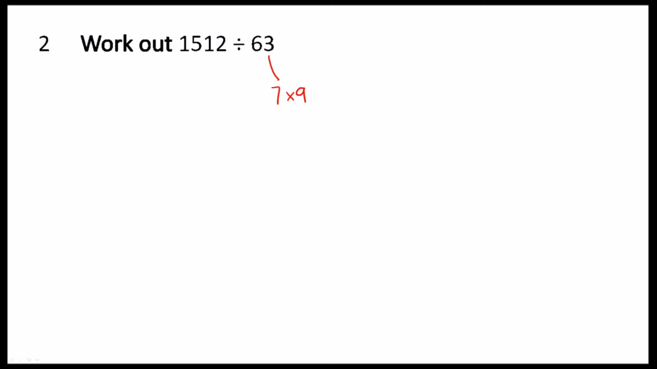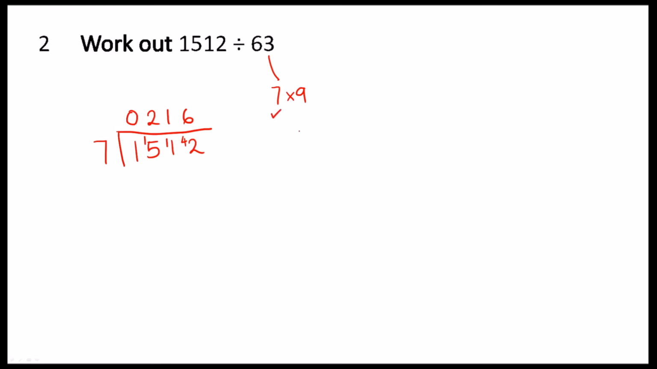So let's have a go at doing this now. We want to start off by dividing by 7, so I'm going to have a bus stop with 7 on the outside, and inside my bus stop I've got 1512. 1 divided by 7 is 0, remainder 1. 15 divided by 7 is 2, remainder 1. 11 divided by 7 is 1, remainder 4. And lastly 42 divided by 7 is 6. So I know 1512 divided by 7 is 216.